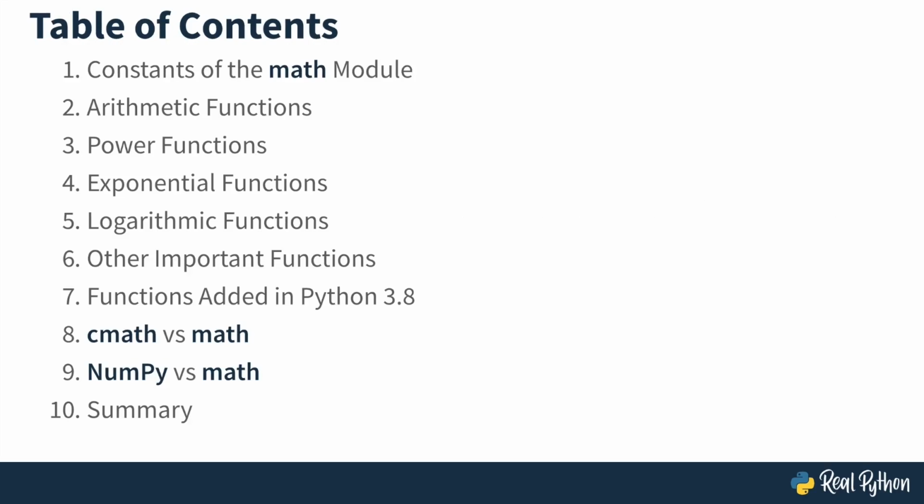Here are the topics that we'll discuss in the course. We'll go over some of the constants in the math module. Then we'll talk about arithmetic functions and then power functions, exponential functions, logarithmic functions, and other functions in the math module. And then we'll take a look at some of the new additions in Python 3.8. Then we'll discuss the differences between the cmath module, which deals with complex numbers, and the math module, and NumPy and the math module. We'll wrap things up with a summary.